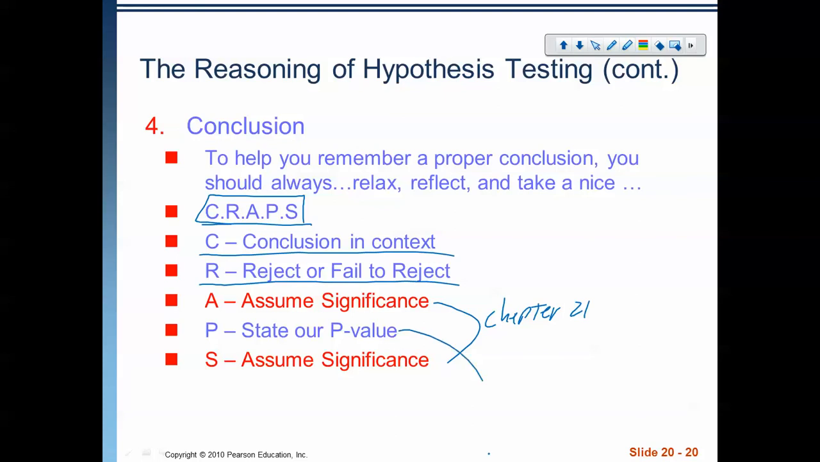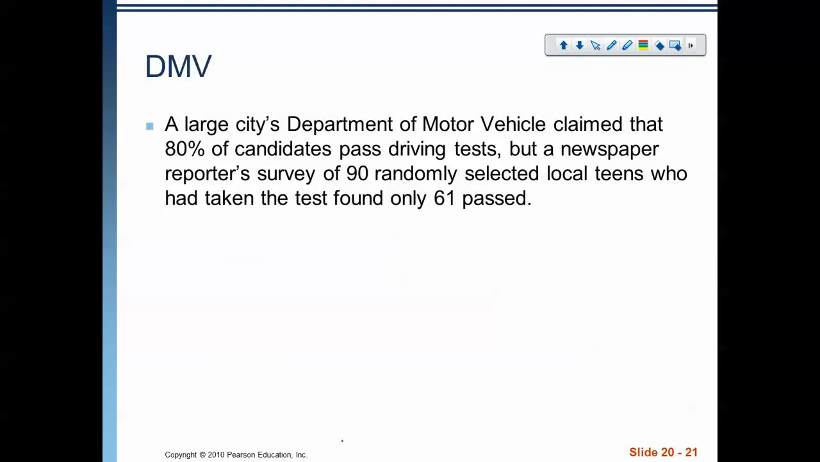But the P then is state the P value. I don't know why I drew that line. It has no reason to be there. So, those are the things that have to be a part of your conclusions. Again, just for good statistical writing and what they expect out of you on the AP test, let's write a conclusion for our DMV example.